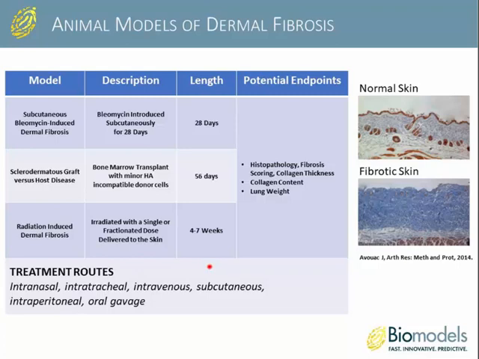But basic readouts from these disease models include histopathology and fibrosis scoring. You can also look at the collagen thickness in the dermis. We can quantify collagen content and look at lung weight. That's an indicator of disease as well.